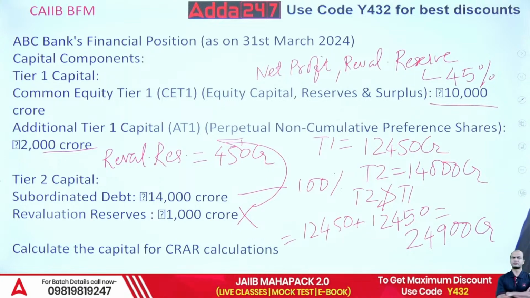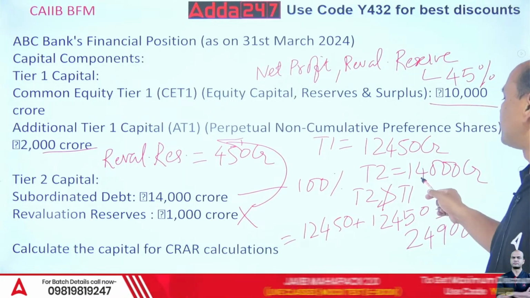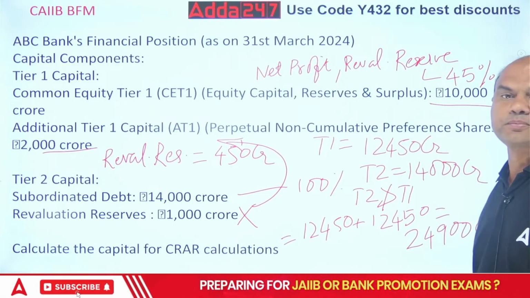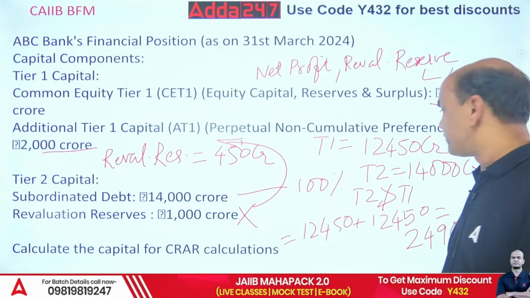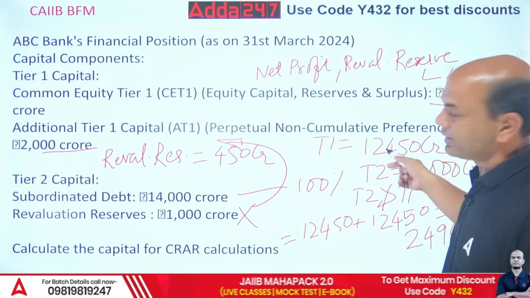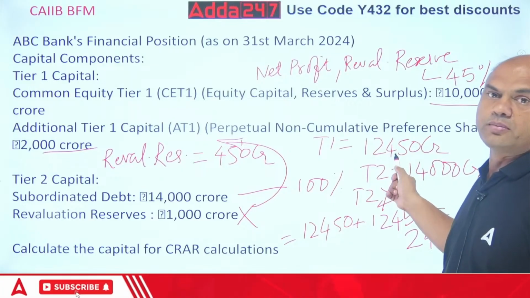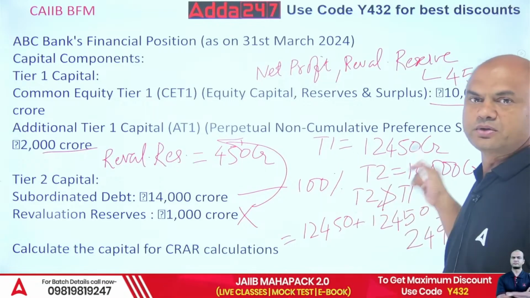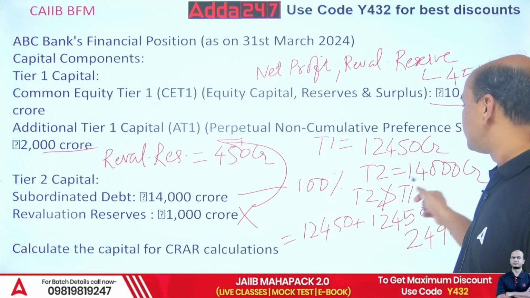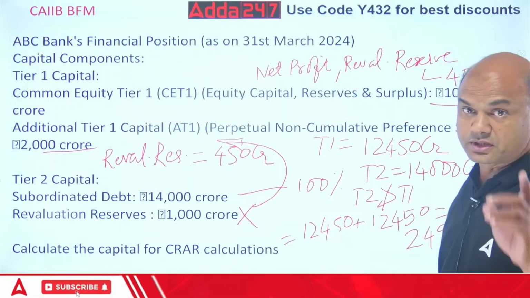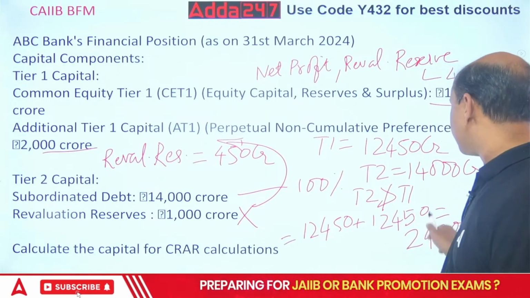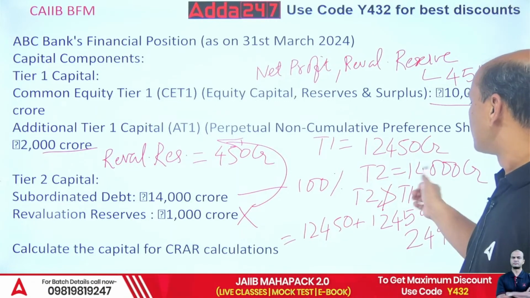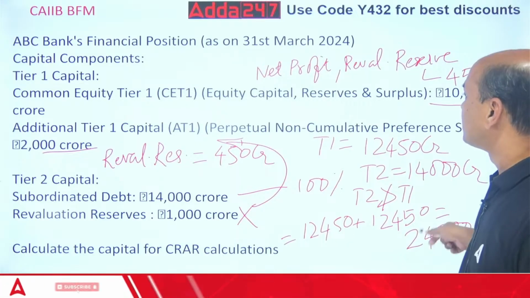Always note T2 should never be greater than T1. So here T2 is 14,000. What is T1? 12,450. So I will not take T2 as 14,000. I will take T2 as maximum this much only. So I'll be taking 12,450 two times, T1 plus T2. This T2 also will become 12,450, not 14,000. Kindly note this point. So the figure is 24,900. This much is my total capital.